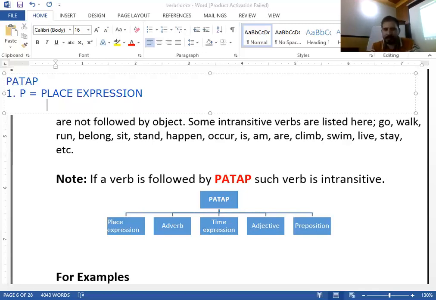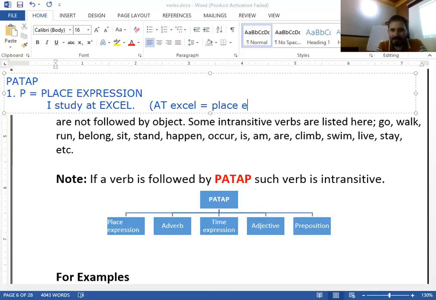Like for example, let me tell you, I study at Excel Learners Academy. I study at Excel. If I write down Excel, study is the verb there. At Excel shows the place. It shows place expression.